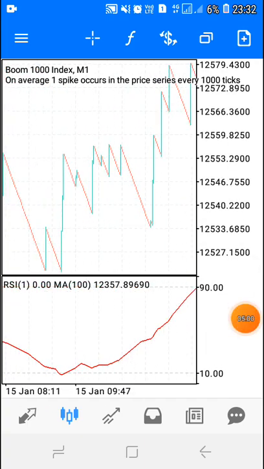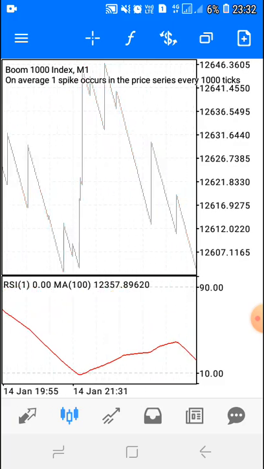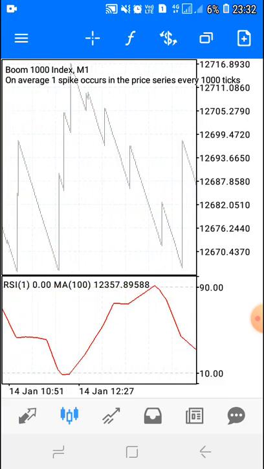It's easy to use a strategy. You just need to follow the instructions, right? So what you're going to do is, once you add your RSI and your moving average, you must zoom out the chart completely when you go to the 1 minute time frame. Okay, so check this out.